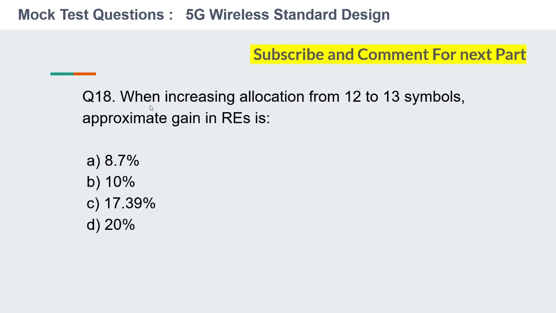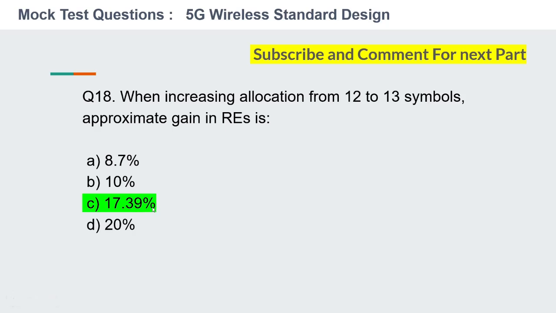Now let's go to our question number 18. When increasing allocation from 12 to 13 symbols, approximate gain in REs is, so these are the options: 8.7%, 10%, 17.39%, 20%. So your time starts now. And the answer is C, 17.39%.